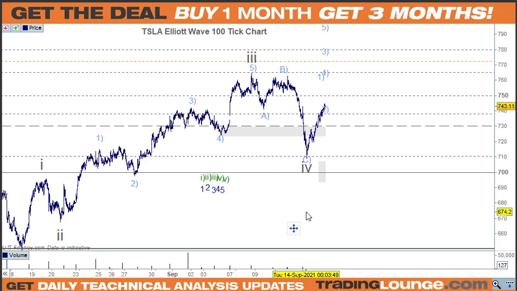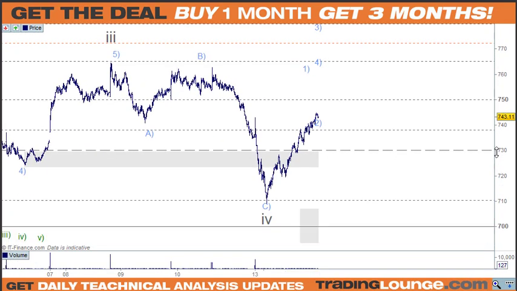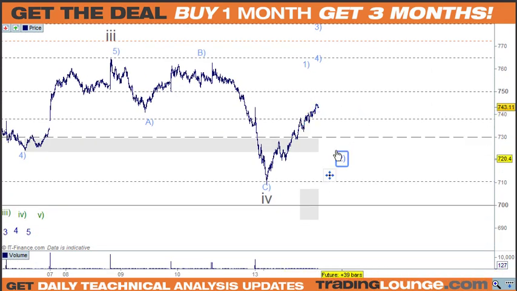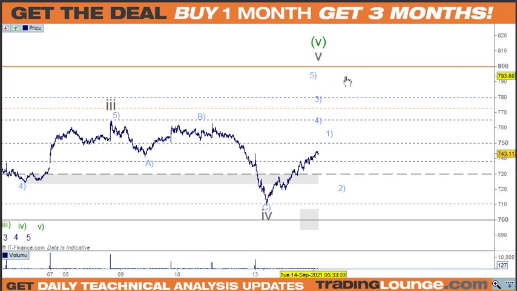Can I look at it in any other way? No, even if I did, it still comes to the same conclusion. So we're on our way here. We just need to understand this count. We want to be making new highs above this top here. So that's where we're heading up here to 800. Normally we'd see wave 3 come in around the top here. That's how it sort of plays out normally.